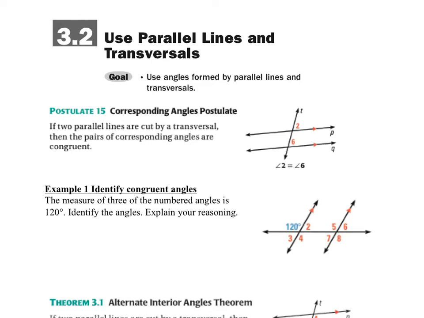Lesson 3.2, we're going to use parallel lines specifically and transversals. So we're going to look at the angles formed by parallel lines and transversals. The first one is corresponding angles. And if you recall, corresponding angles are those angles formed from two lines cut by a transversal that are in the same position. Well, when the lines are parallel, corresponding angles are congruent.